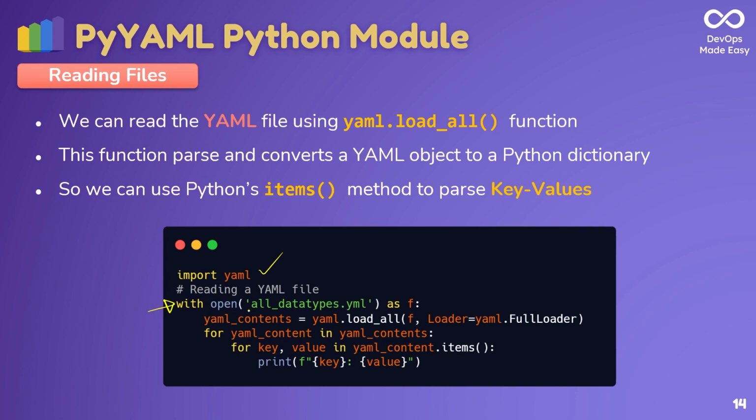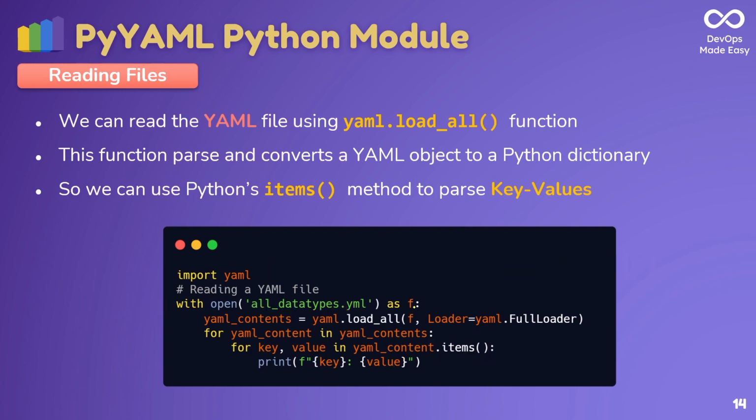So with open, this is the name of the YAML file you wanted to open. Then I'll use the load all function to load this complete YAML file. After loading this complete YAML file, it becomes a Python dictionary. Then I can use the items function on the dictionary to separate key values from that dictionary. So what I'm doing here is printing keys and values of the YAML file.